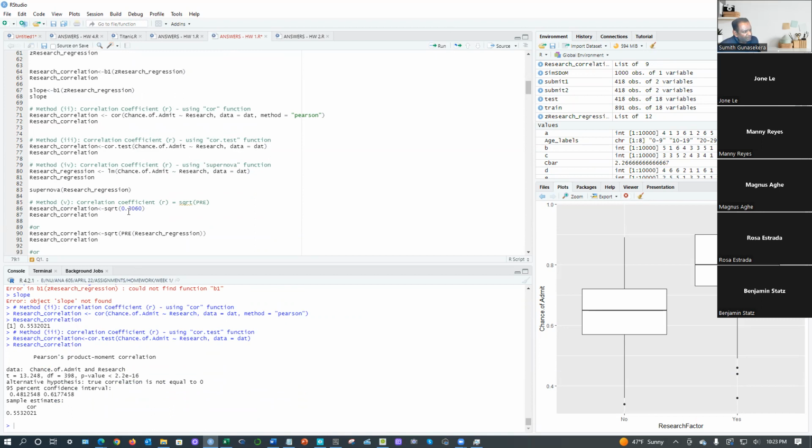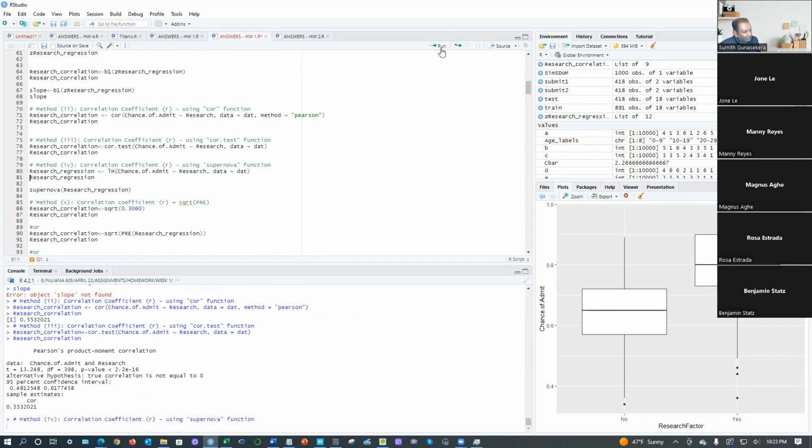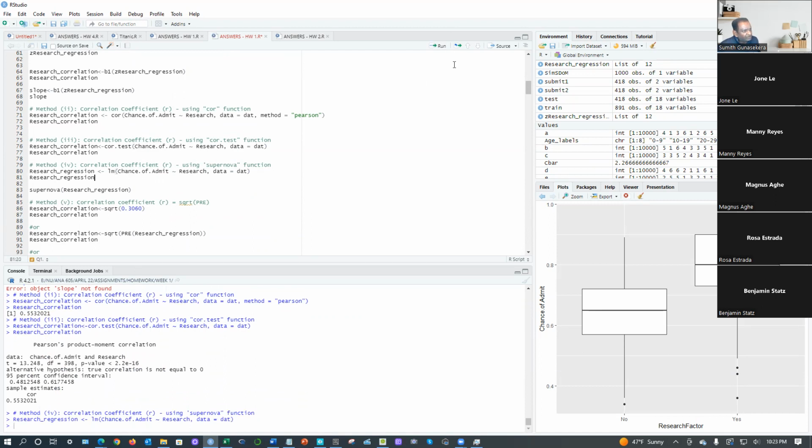Another way you can do this: you go to Supernova, correlation coefficient. Okay, let's see this one. Research regression.